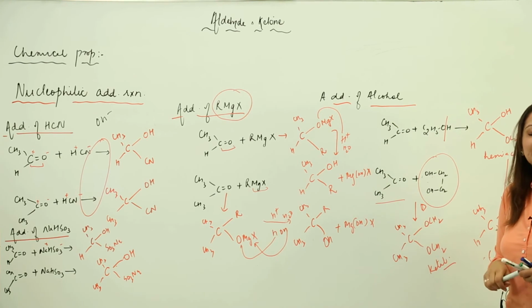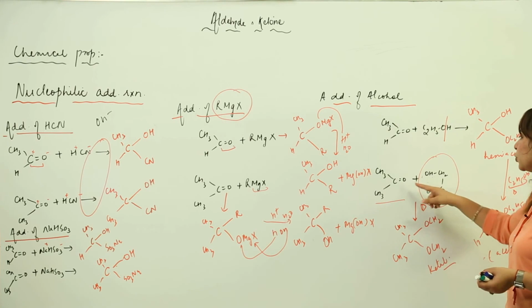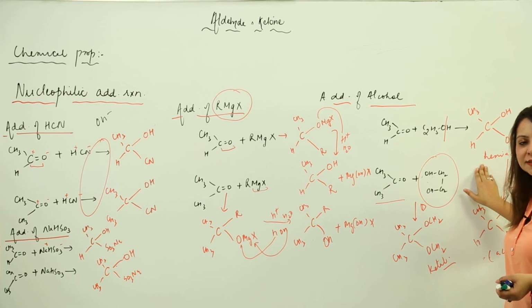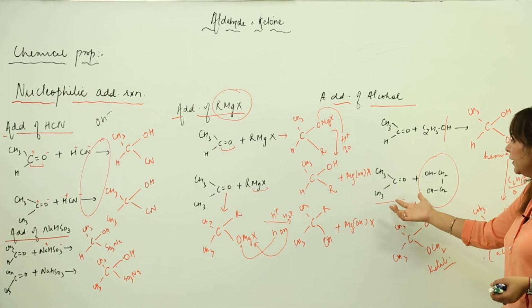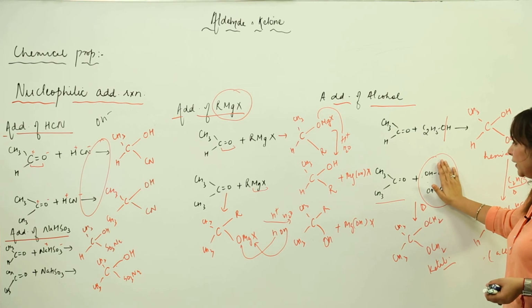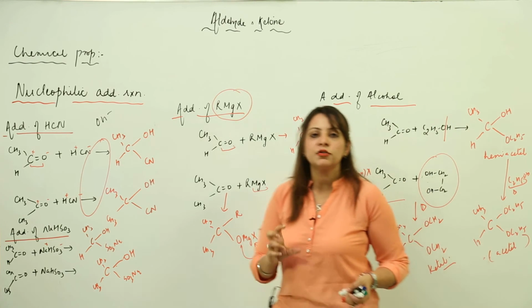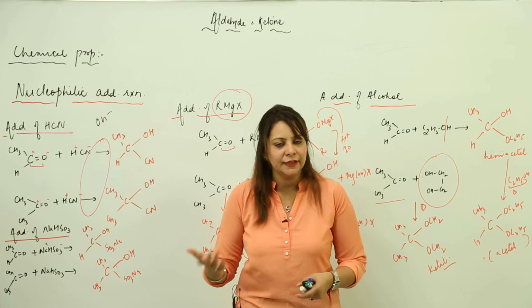In a similar way, we add alcohol. You need to keep in mind that an aldehyde reacts with monohydric alcohol, but a ketone reacts with dihydric alcohol. Here we get an intermediate hemiacetal, and then we add more alcohol and heat it to get the acetal. In this case, when we add dihydric alcohol and heat it, we get a ketal. So this is something very important and very interesting also. This is the nucleophilic addition reaction. Now we are going to start with another reaction.